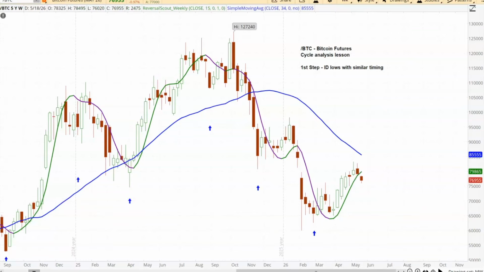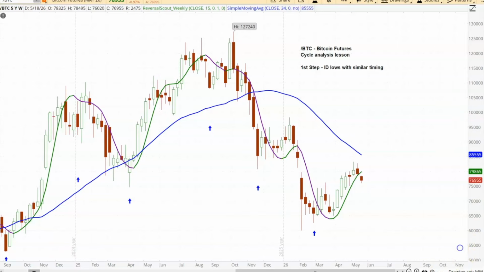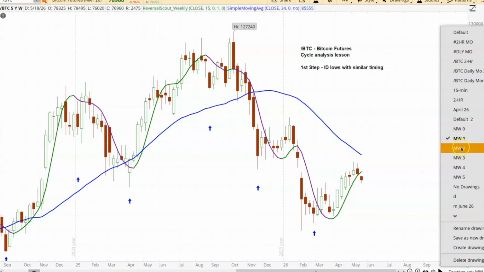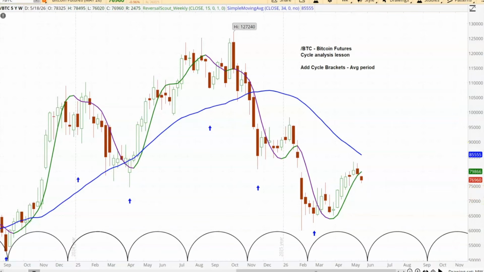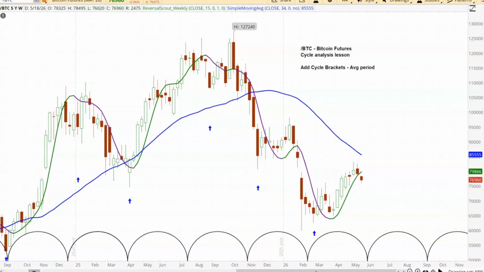So now what I want to do is evaluate, from this visual identification of the lows, those that have similar time frames between them. And now what I'm going to do is pull up a cycle bracket tool. This is a drawing tool. And what I've done in here now is I've brought that in, and I'm going to layer that in for you right here, and you see that. So now I've used the cycle analysis tool. And I can highlight this, and it'll tell me, well, that's 15 bars. 15 bars is the distance on average from these troughs or lows that I'm looking at in here.